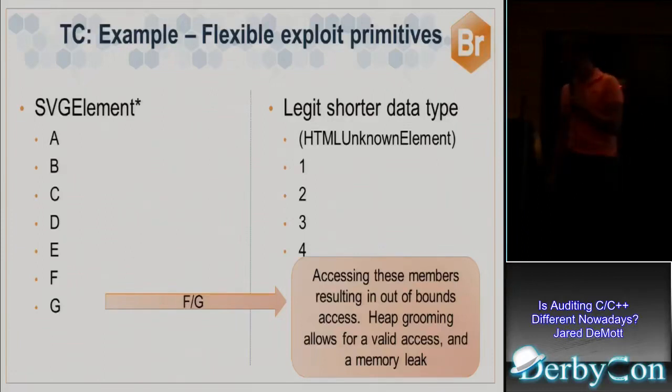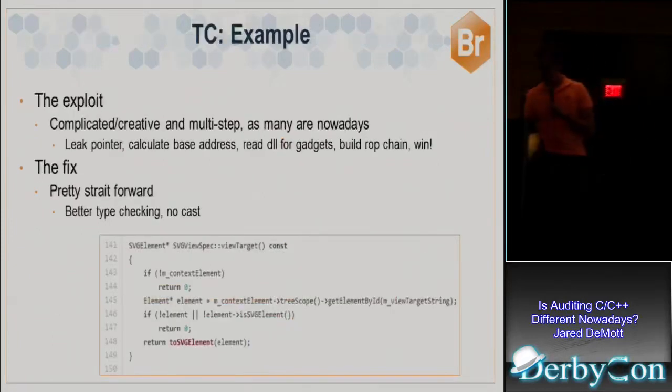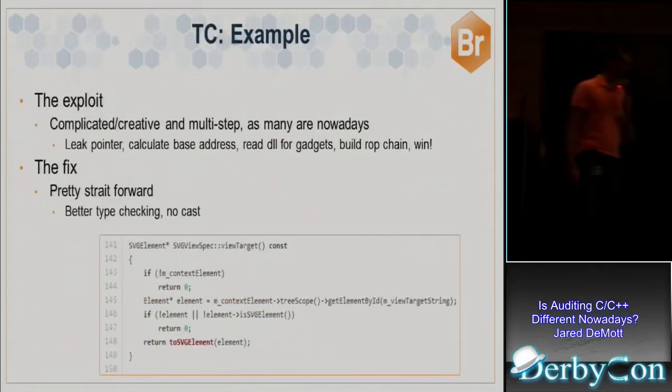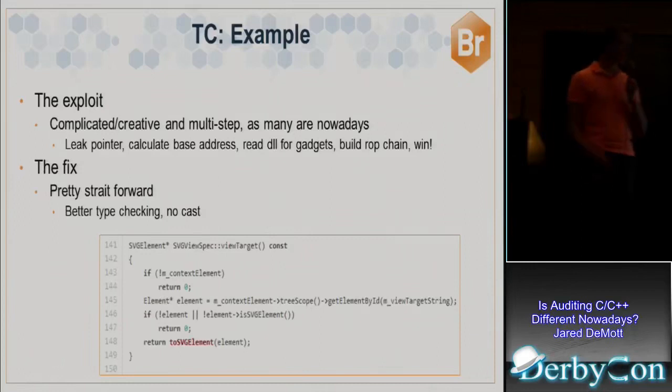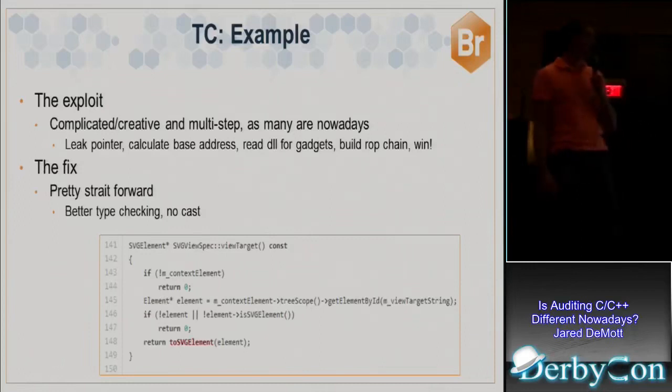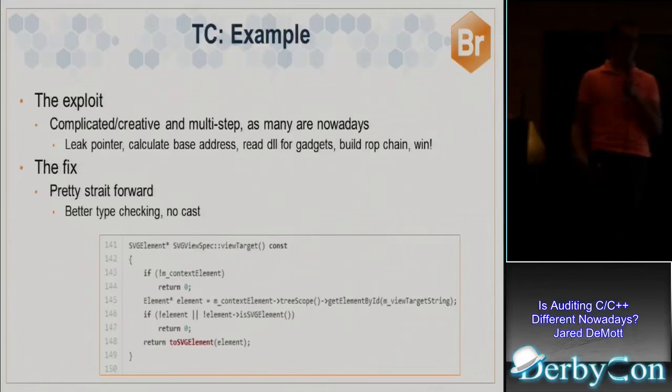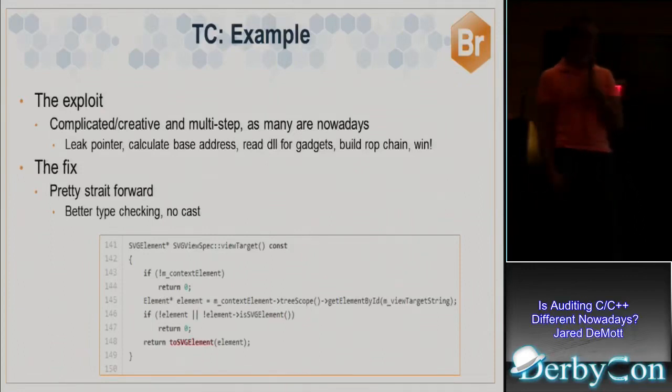So the actual exploit for this is creative and convoluted and multi-stepped and quite wonderful in many ways if you enjoy the art of exploitation. First they leak a pointer, and then they calculate the base address of a DLL, and then they read the DLL and dynamically find the gadgets they need and create their ROP chain on the fly, and they win with their lovely exploit.